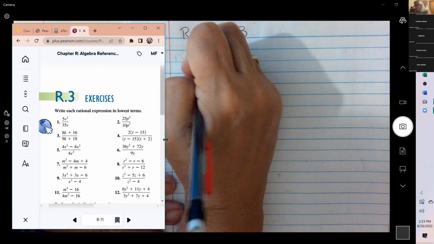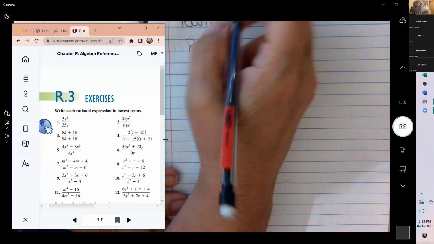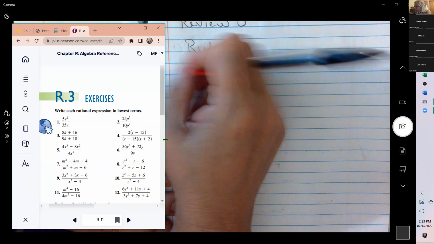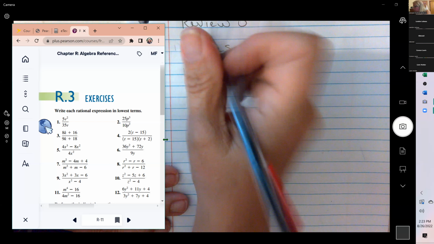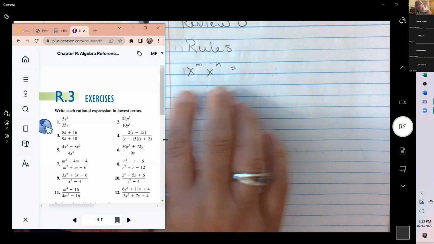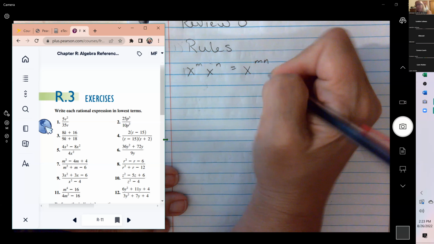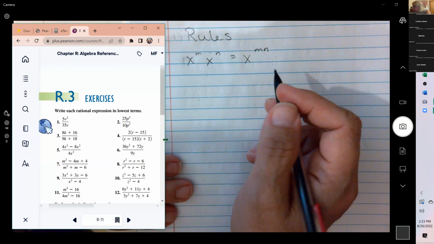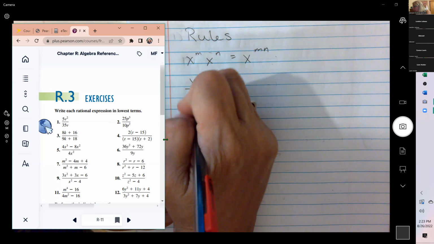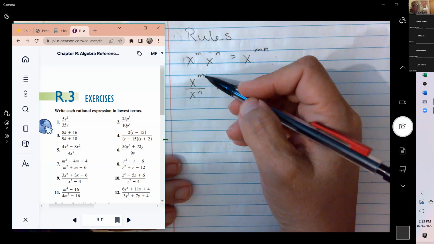I'll give you some rules before we start. When you're dividing variables and multiplying, we talked about the multiplication already. When we're multiplying variables, we add the exponents, and we've talked about this one. Well, this section gets into dividing. When you're dividing with the same base, you subtract your exponents, top minus bottom.